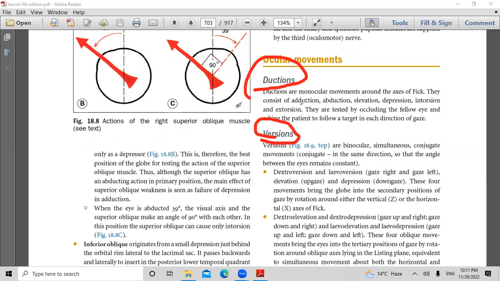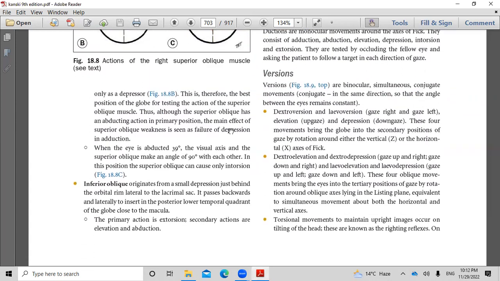Just in one word, the duction is monocular, the version is binocular. So when we say duction, that means movement of just one eye: abduction, adduction, elevation, depression, intorsion, extorsion, in one eye only. Version is when both eyes move, so it's a conjugate movement in the same direction. So the versions are binocular, simultaneous, conjugate movements in the same direction. This is the meaning of the version. So duction is just monocular movement, and version is binocular, both eyes, and it's conjugate, because later on we will talk about this conjugate. Okay, yes, read the versions.